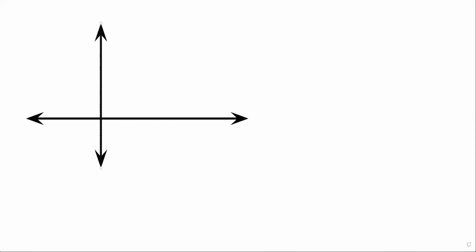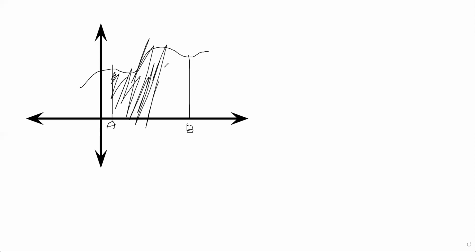So let's say we have some generic function. And this isn't a real function. I'm just making something generic looking. So we have an interval going from A all the way up to B. So an integral of this function tells us the area underneath the curve bounded between point A and point B. So it would look something kind of like this.